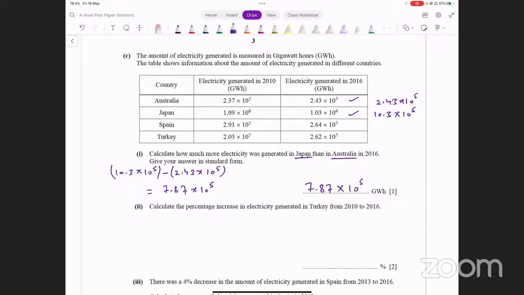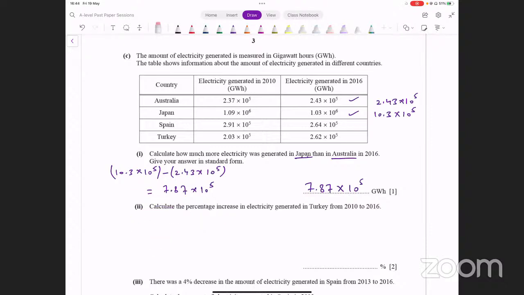Okay, let's look at part 2 of this now. It says calculate the percentage increase in electricity generated in Turkey from 2010 to 2016. टर्की में कितने परसेंट चेंज आया? परसेंटेज इंक्रीज की बात हो रही है. इंक्रीज कैसे कैलकुलेट करते हैं? Remember the formula for that: new amount minus the old amount divided by the old amount into 100%. तो बेसिकली जो चेंज आ रहा है वो न्यूमरेटर में आएगा, divided by the old amount. old amount से आपने डिवाइड करना है उसको.